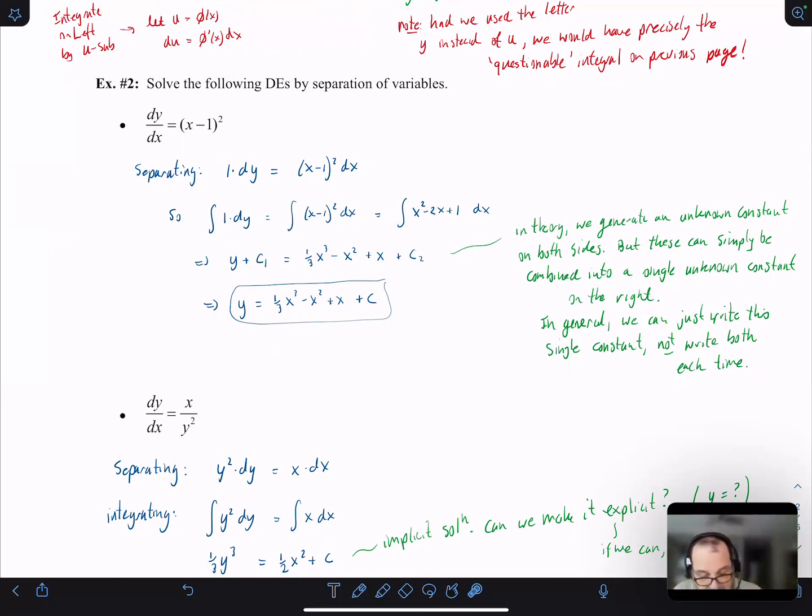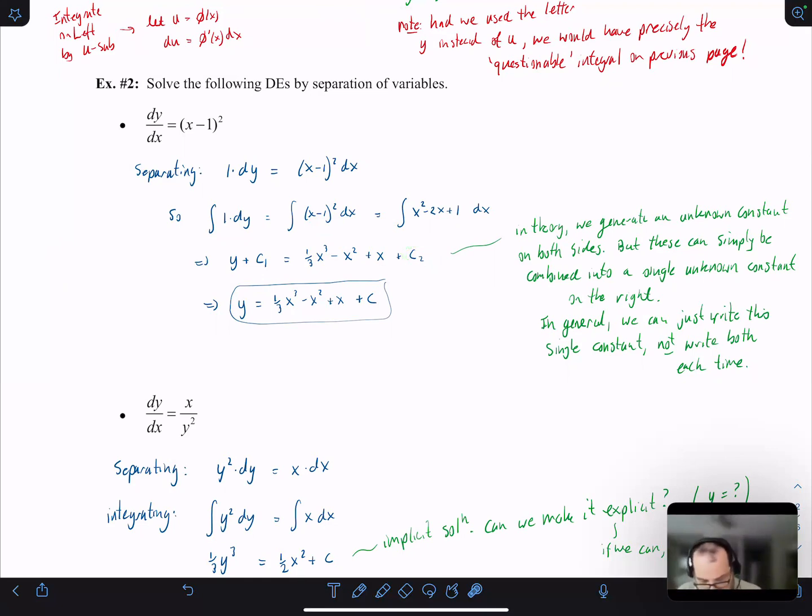By separating, I would consider this as being a 1 dy on the left and an (x minus 1) squared dx on the right. So we integrate on both sides. We would want to basically expand this polynomial out, and then we can integrate term by term. Integrating on the left, we would get a y plus c1, and integrating on the right, we can integrate a polynomial rather easily. And again, we generate a second constant c2.